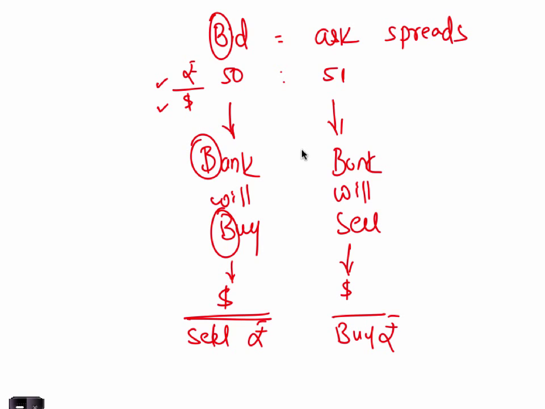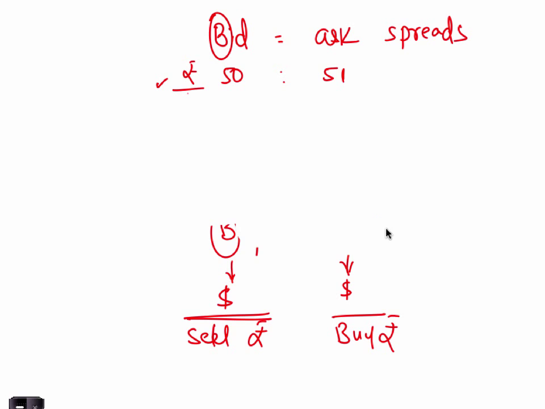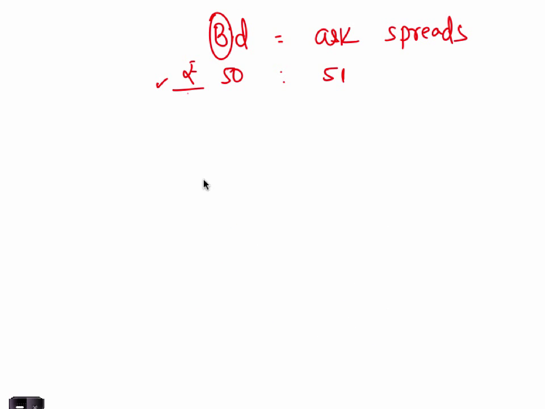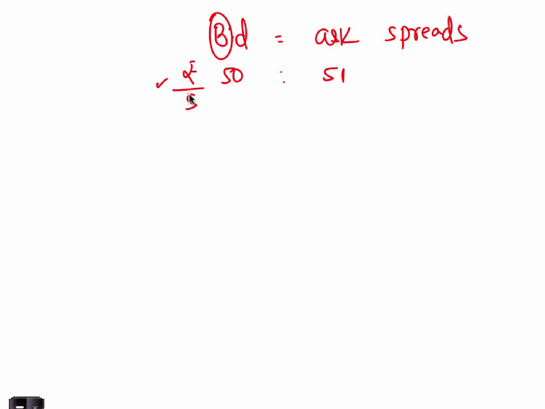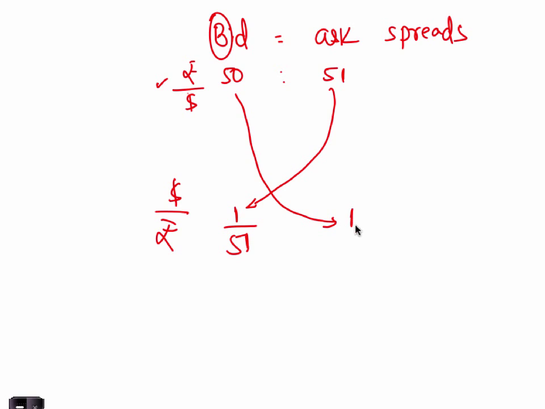Okay, so for example, using the same example again, let me just clear off this part. So we have rupees 50 for a dollar as bid rate and ask rate. What if you want to convert that to dollar by rupee? If you want to do that, then the inverse of ask is going to be the new bid, and the inverse of bid is going to be the new ask. So new bid would be 1 divided by 51 and new ask would be 1 divided by 50.